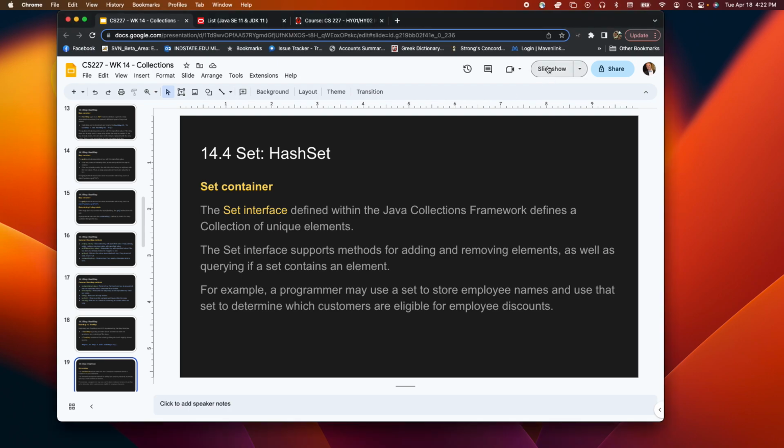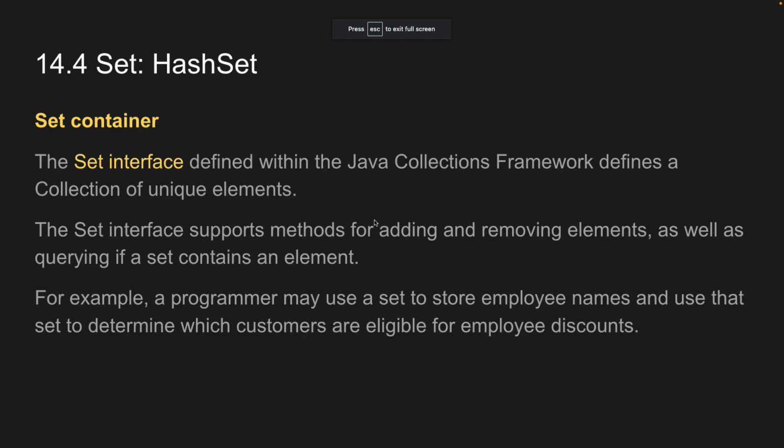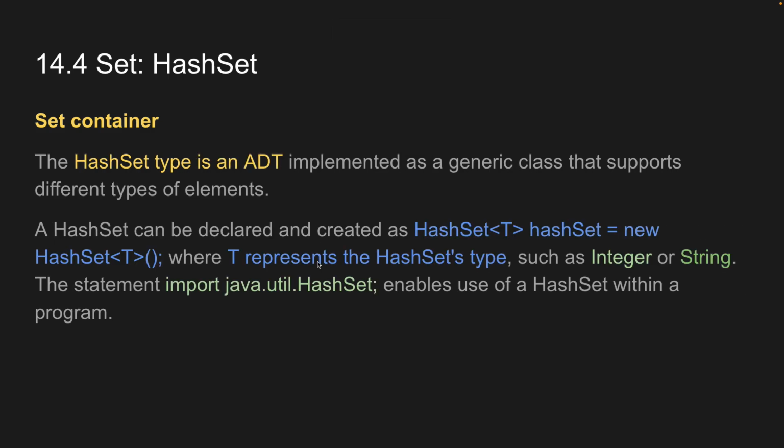All right. So let's go back to our logic here. So set is the interface, and the one we typically use is the HashSet. HashSet is the implementation. Okay. All right. Any questions so far with the set and the HashSet? All right.